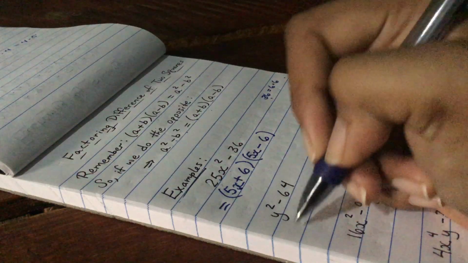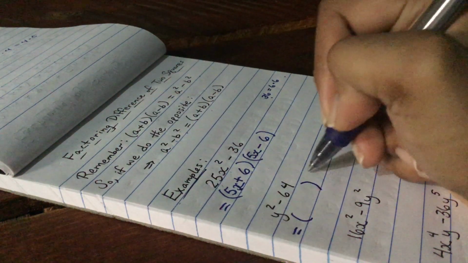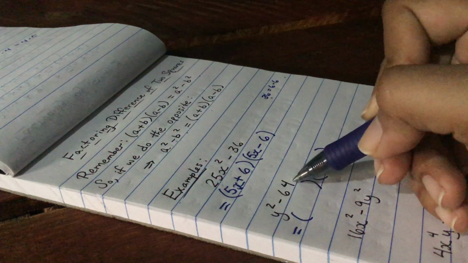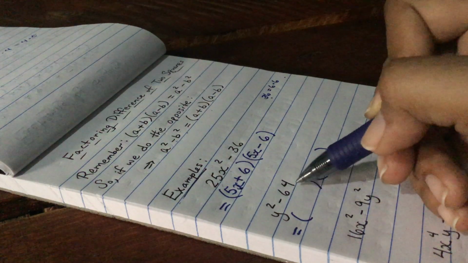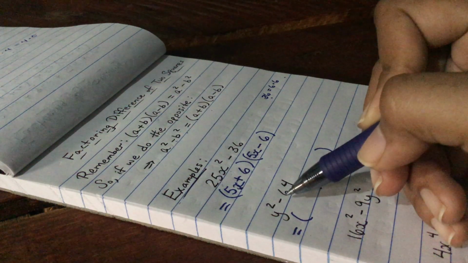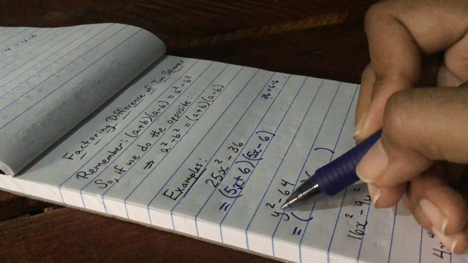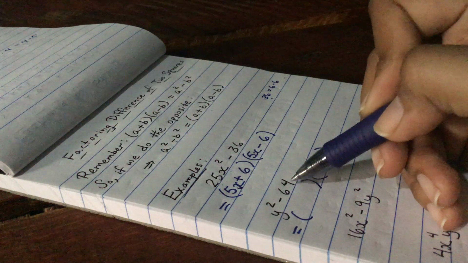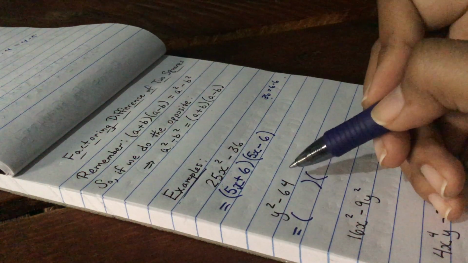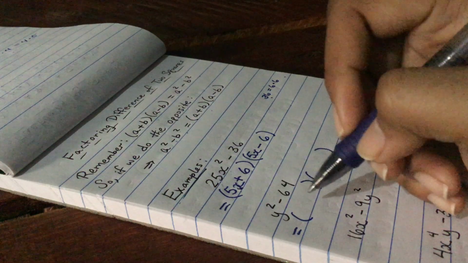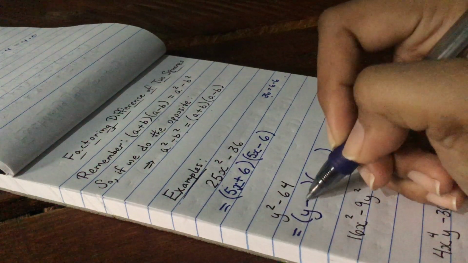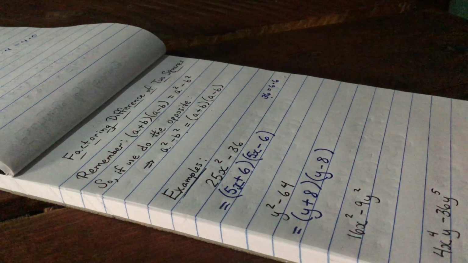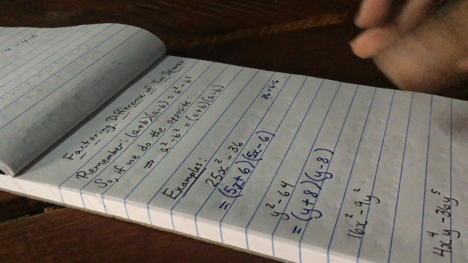Let's look at another example. Again, we set up two sets of brackets. We identify first that we have two perfect squares. The difference of two squares. Difference because we're subtracting. Y squared is a perfect square because y times y gives us y squared. 64 is a perfect square because 8 times 8 gives us 64. So we get y plus 8 in our first binomial, y minus 8 in our second binomial. Okay?